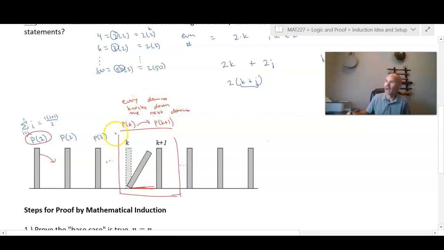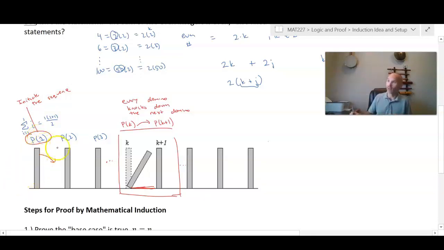So I have to prove that, but then just because I know, if I tell you, hey, yeah, I promise you every domino knocks over the next domino, well, somebody's got to initiate the sequence, right? So here we have to initiate the sequence. I'll just write it like that.